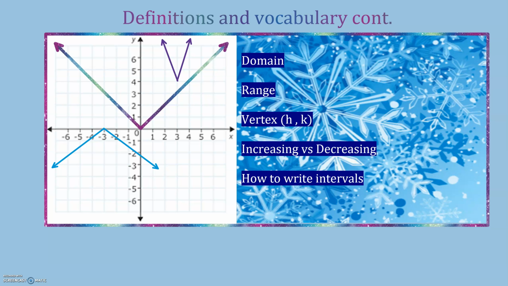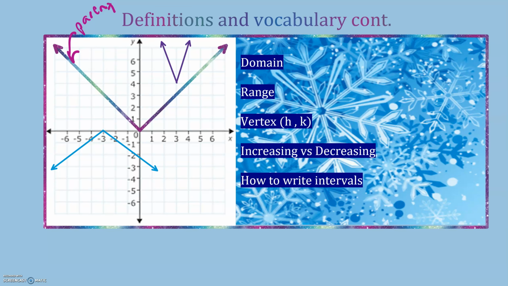So the very first thing I want you to notice is that our, sorry, I did not make an arrow like I wanted to. I looked at that and went, what did I do? This is that parent function. Right? That's the absolute value parent function. And I'm going to write it as the parent of f of x is the absolute value of x.